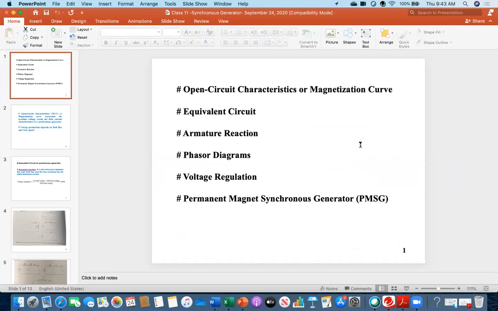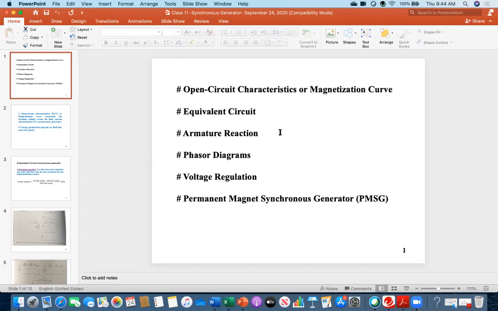Yes. As you can see, today we will be discussing a couple of points about the synchronous generator. First is the open circuit characteristics, or magnetization curve, and then we will look at the equivalent circuit for the synchronous generator. One concept is called armature reaction, and their phasor diagrams. By utilizing the equivalent circuit and phasor diagrams, we will look at the voltage regulation. And then one more thing, the PMSG, permanent magnet synchronous generator.